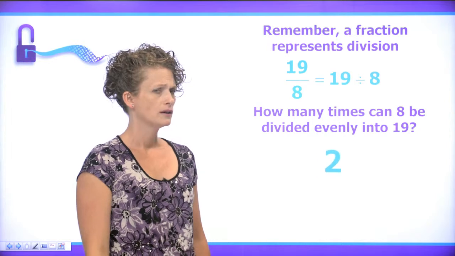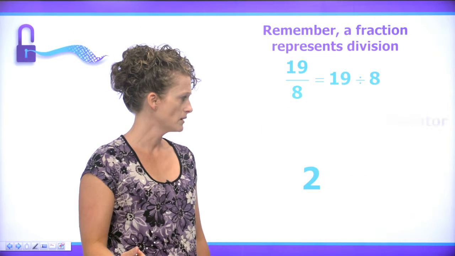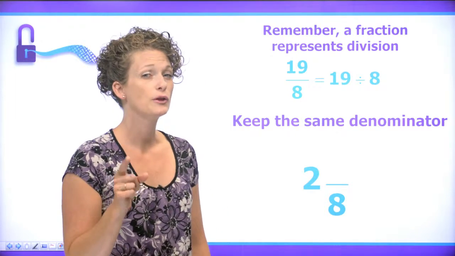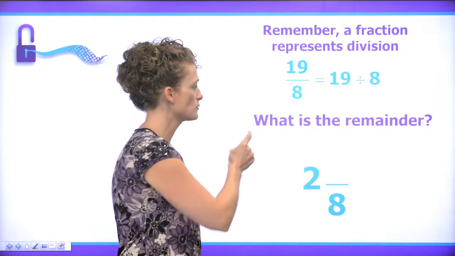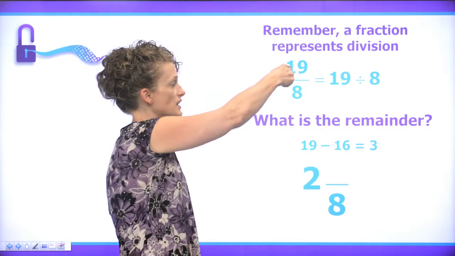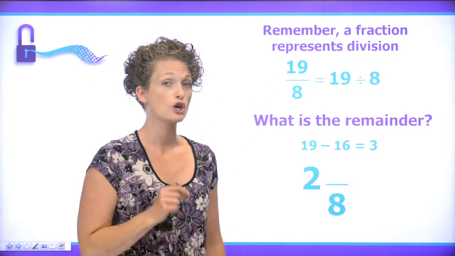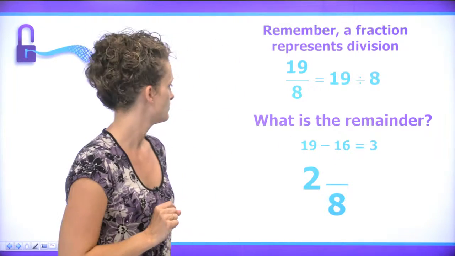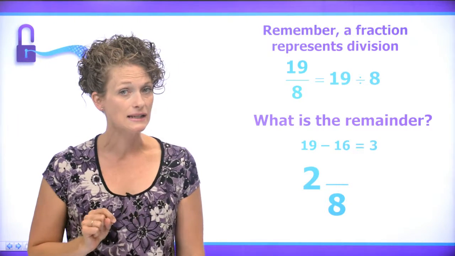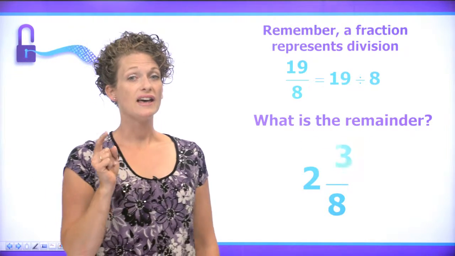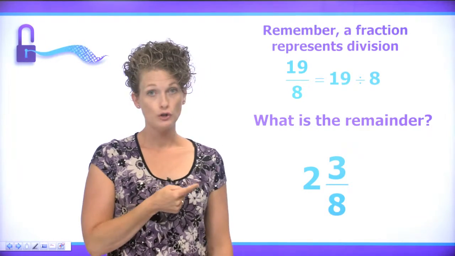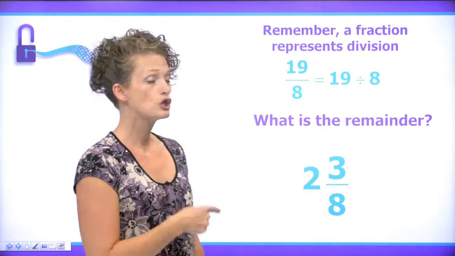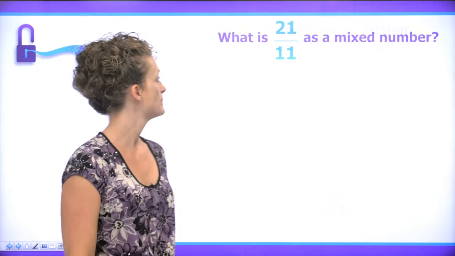All right, well, we know we keep the same denominator, so we're going to keep our 8, but what goes on the top? Well, that's what we call the remainder. So in order to find the remainder, we take what we started with, the 19, and we subtract our 2 wholes. Remember, our 2 wholes were equal to 16/8. So 19 minus 16 is equal to 3, and that 3 becomes our numerator. So 19 divided by 8 is equal to 2 3/8.